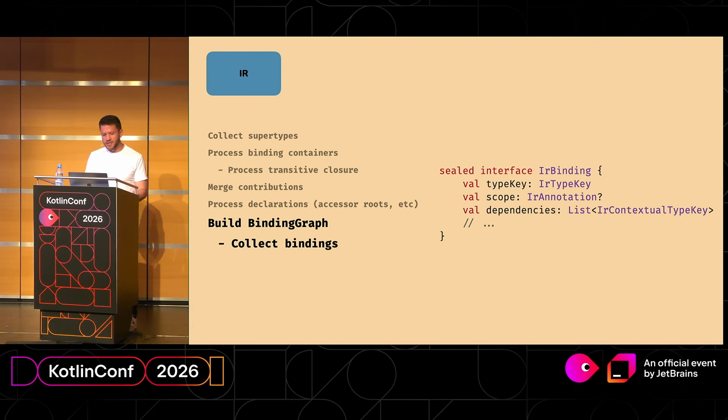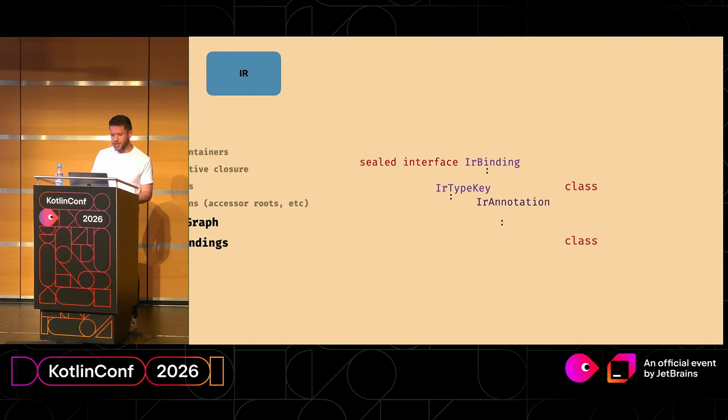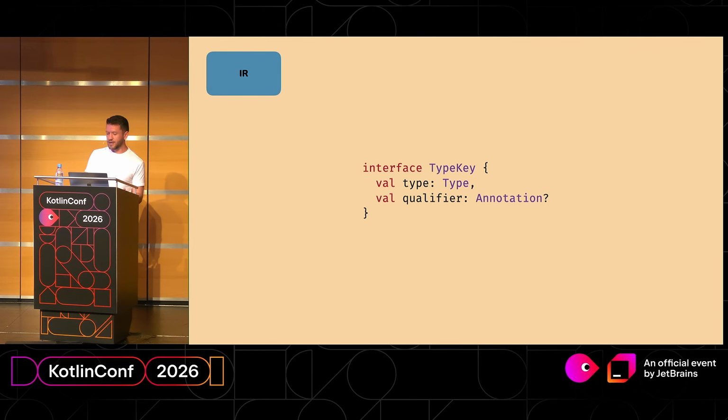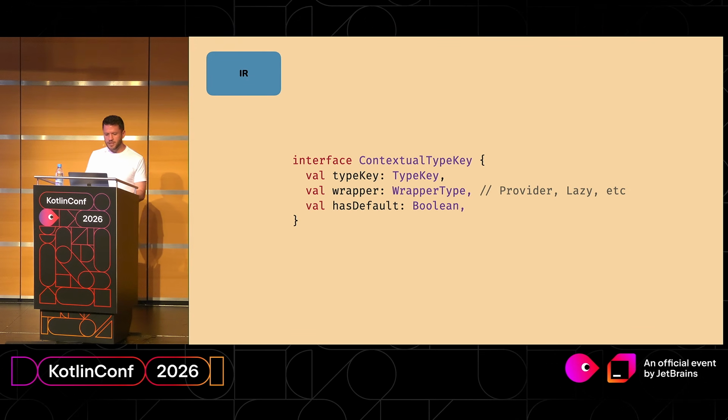More specifically, it speaks a sort of framework-agnostic API that all of these low-level types extend. These are the foundational types of Metro's graph validation. Type key is a basic identifier for any binding, which is just a combination of its type and an optional qualifier annotation. Then we have a wrapper type called contextual type key, and this is used to represent how a binding is used.